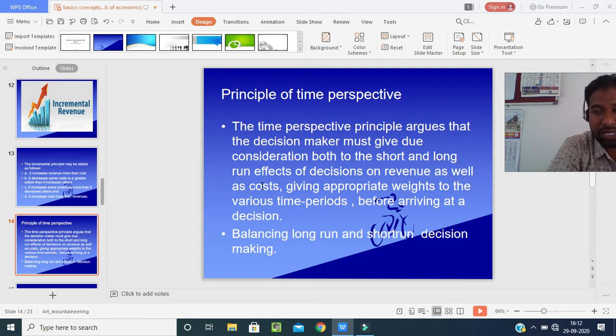Now what does it mean in common parlance? Let's have a look. The time perspective principle argues that the decision maker must give due consideration to both the short and long run effects of decisions on revenues as well as costs, giving appropriate weights to the various time periods before arriving at a decision. There should be a balance between long run and short term decision making. That means what is the weightage of the appropriate profit and loss, and whether arriving before or after is better. So we have to calculate it, do the research, and the managers or decision makers have to focus on this principle and work for the benefit of the organization.